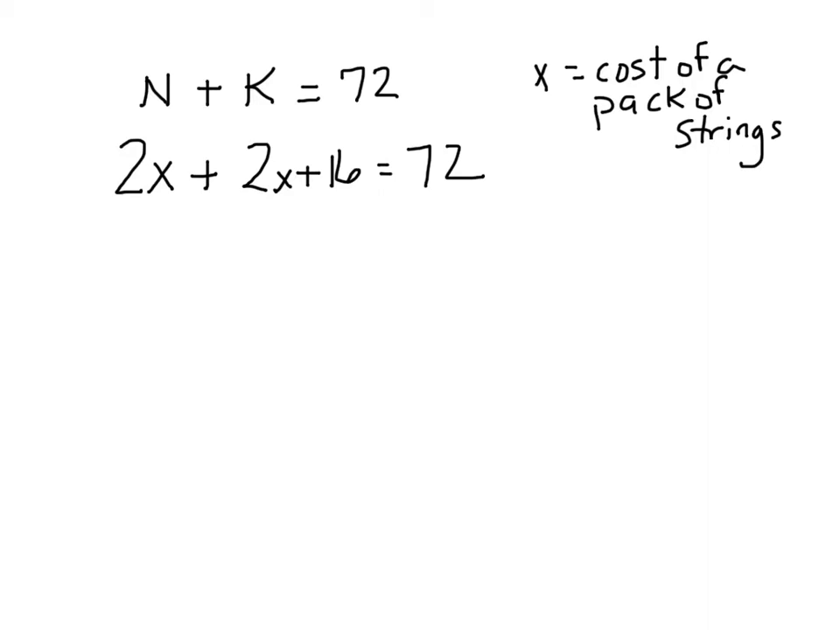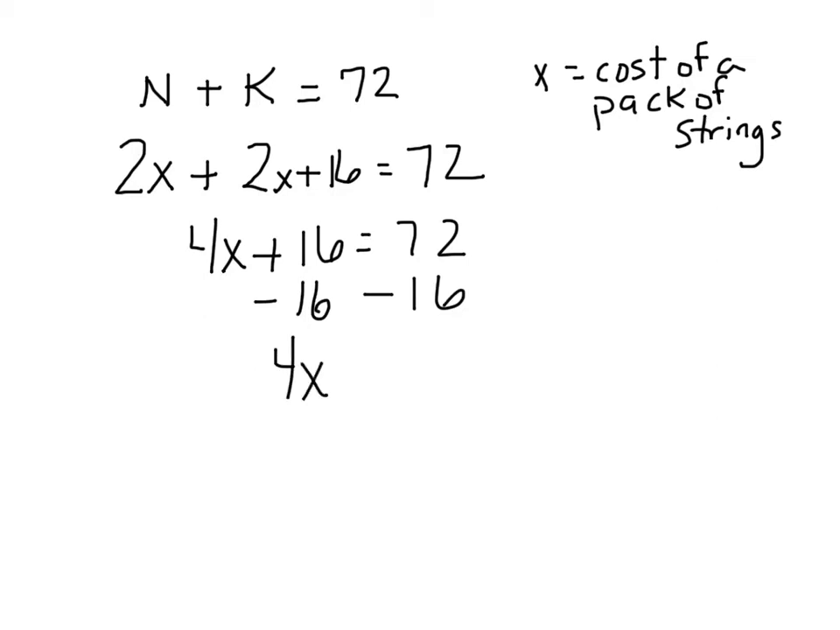So combine like terms, you get 4x plus 16 equals 72. Subtract 16 on both sides. That gives us 4x equals 56. Divide both sides by 4. So we take 56 divided by 4 and we get 14.